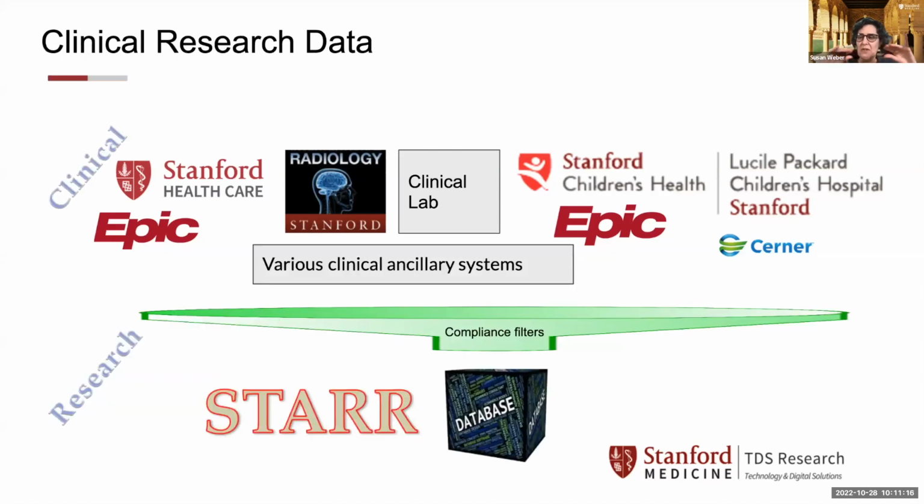So what we do in order to make this data work for research is HIPAA comes into play. You have to be sure that you are looking at data that you're permitted to use for research. So we actually have a layer of compliance filters that we pass all of this data through before we dump it into our research ready database called STARR, the Stanford Research Registry.